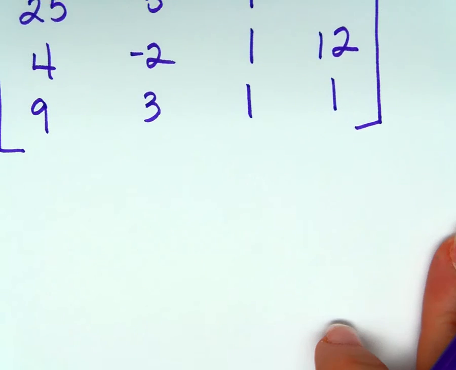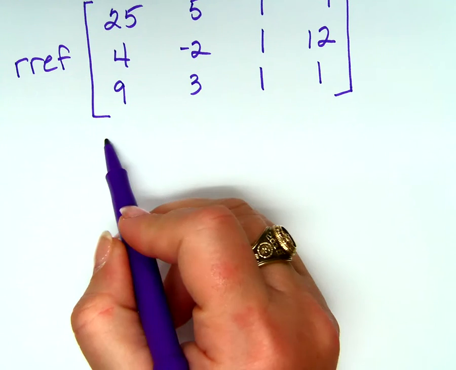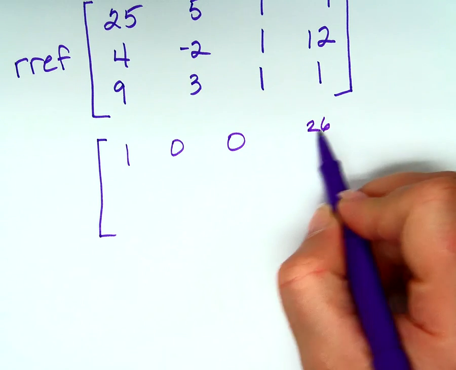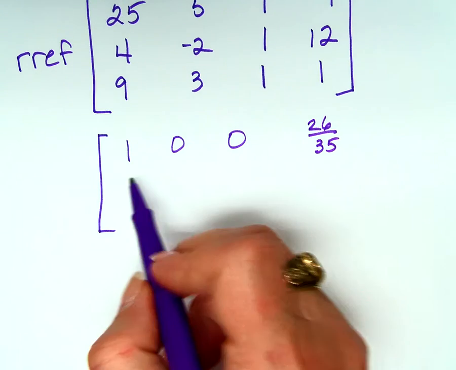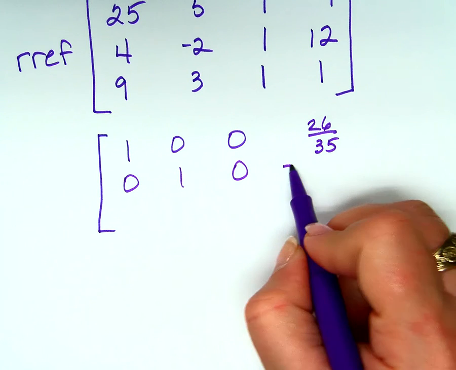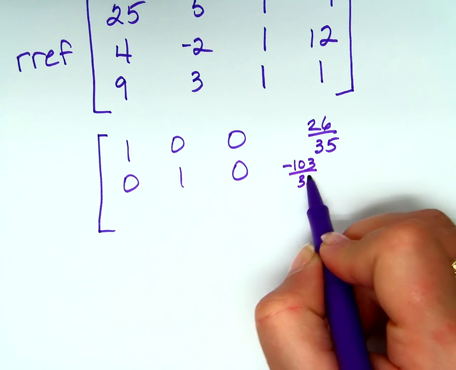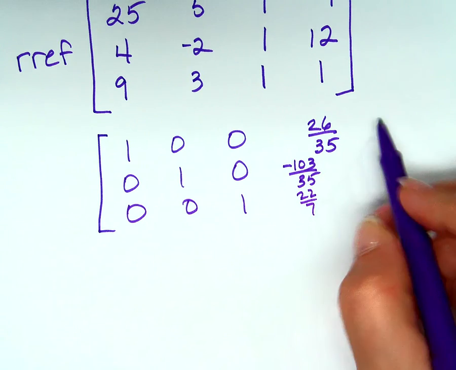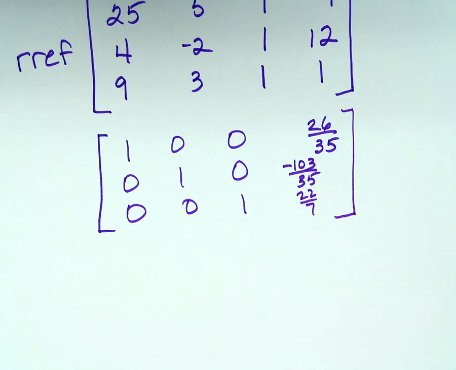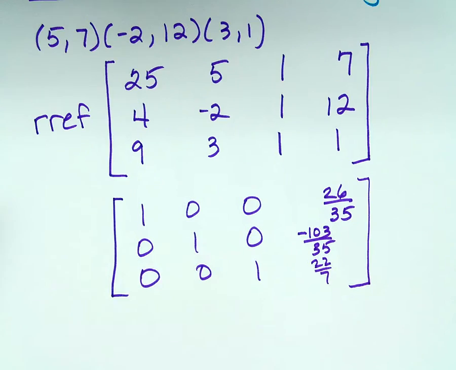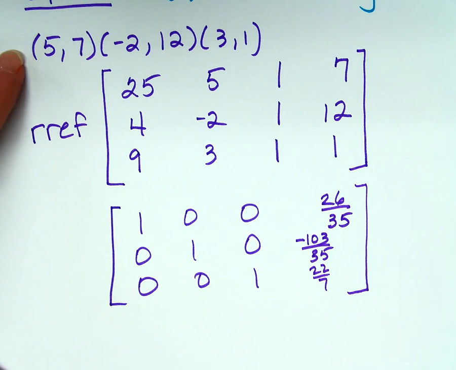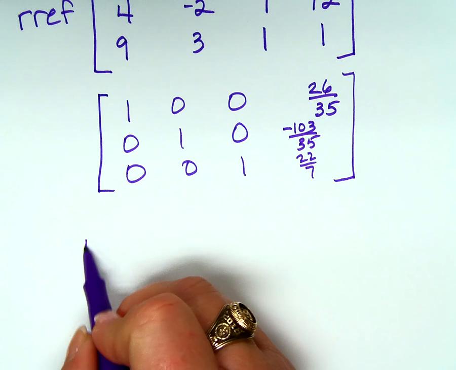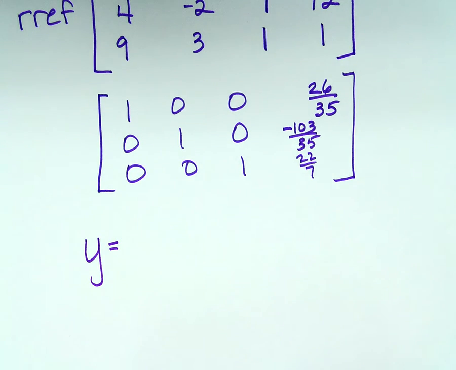So here's what I got for my matrix. 1, 0, 0, 26 over 35. 0, 1, 0, negative 103 over 35. And then 0, 0, 1, 22 over 7. What's the equation of the quadratic that passes through these points? I have all the information I need. I need to write the equation. y equals what?